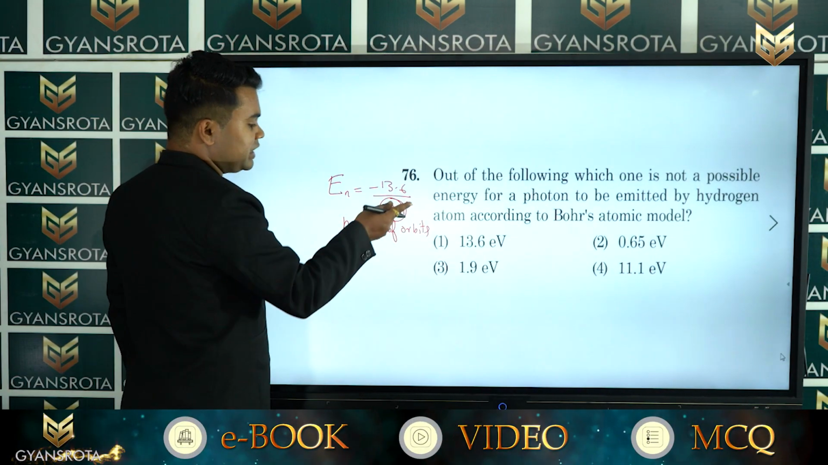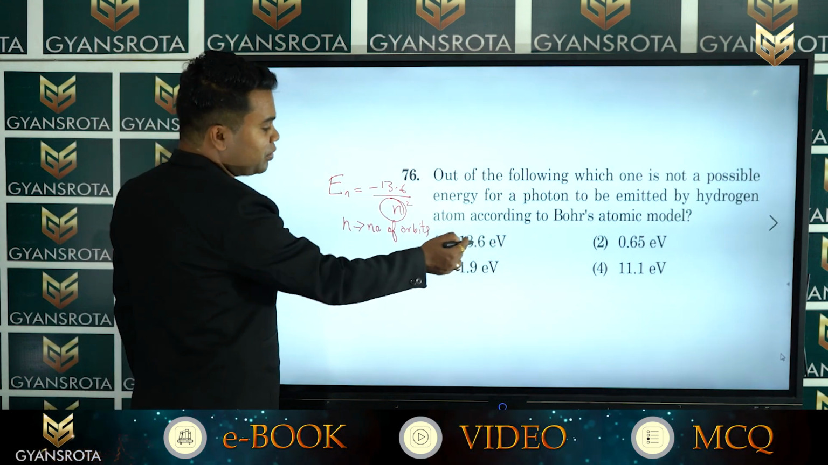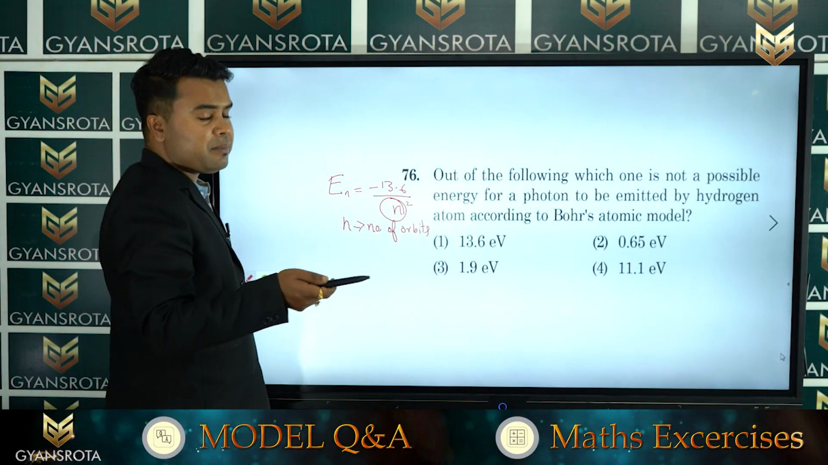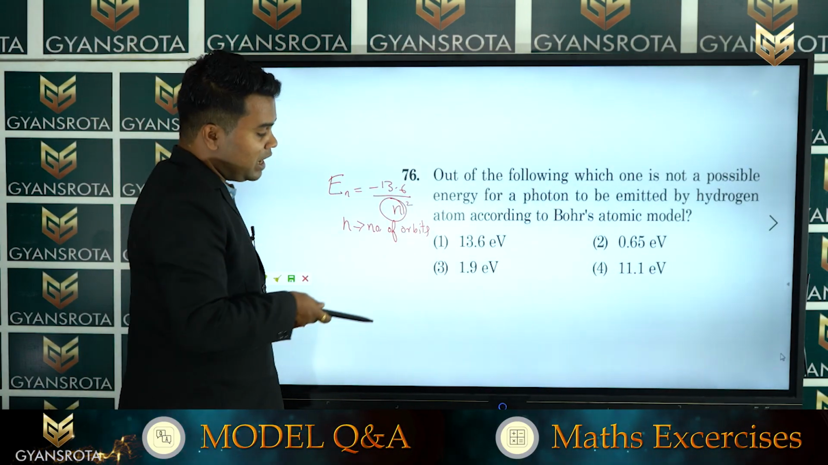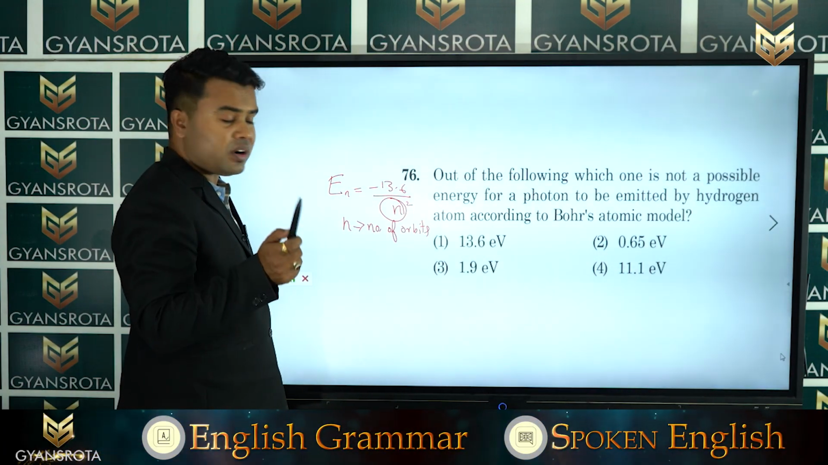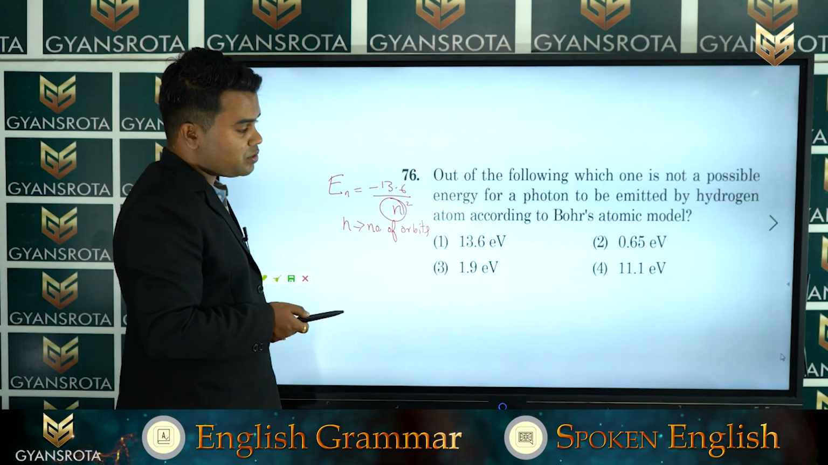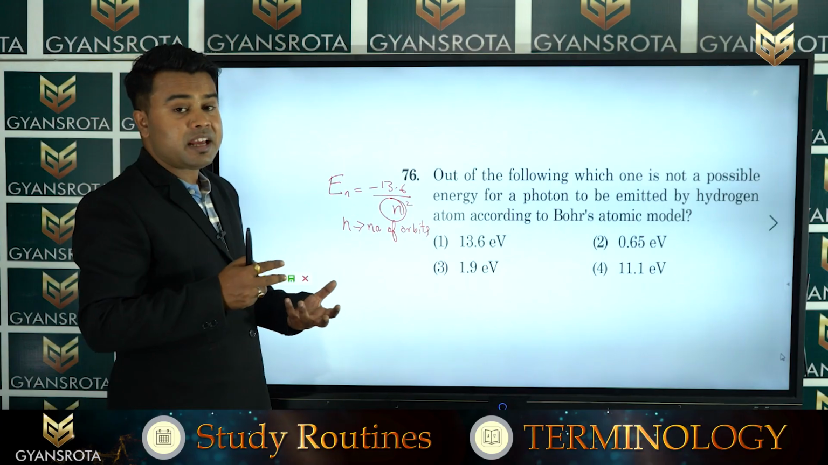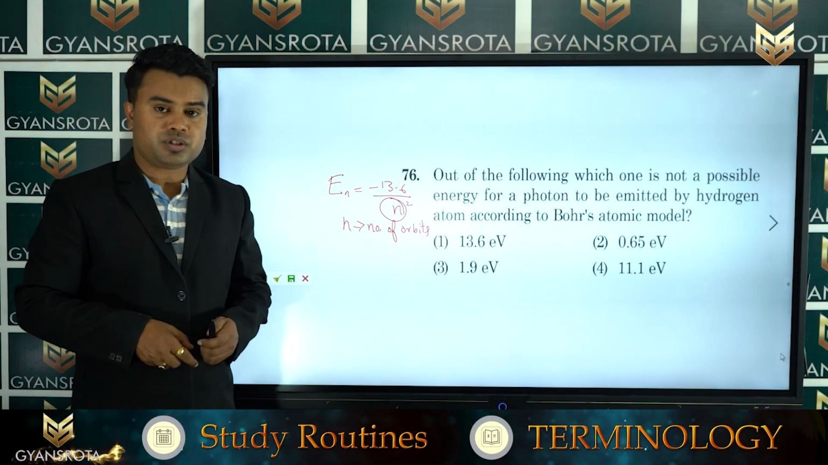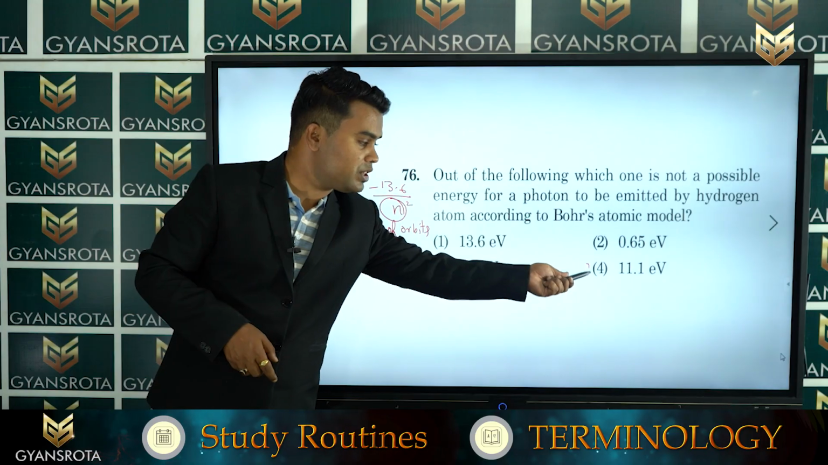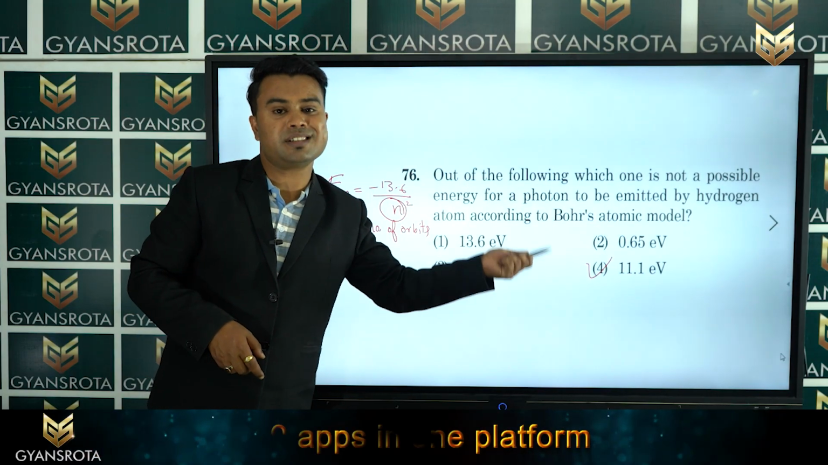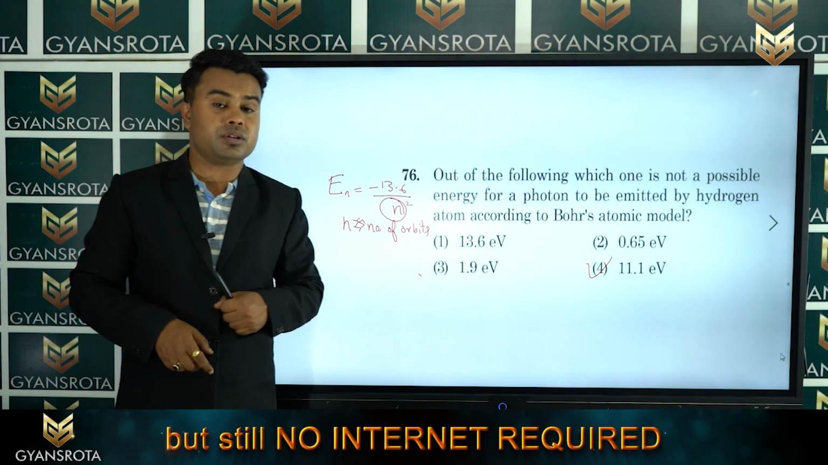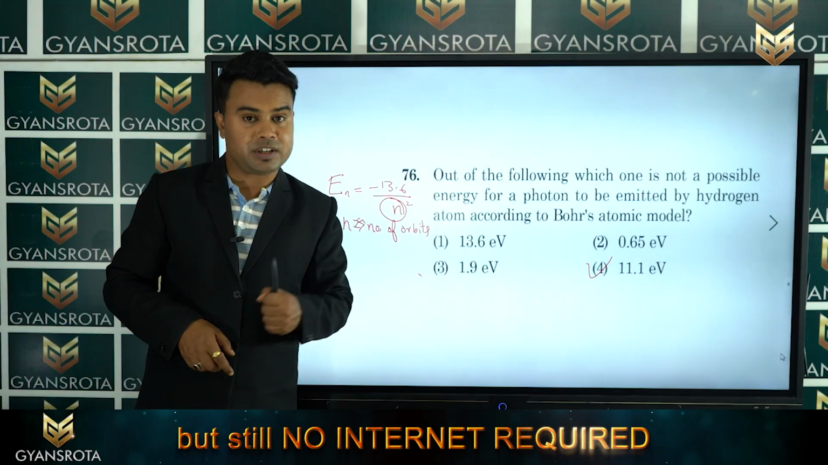if you keep putting the values of n as 1, 2, then 13.6 electron volt is possible. 0.65 exactly is not coming out, but 0.85 is possible. 1.9 electron volt is not exact, but 1.51 electron volt is possible, and 11.1 electron volt is a huge difference. This is a very uncommon one. So this will be the correct option, which is the wrong answer. It is not possible for a photon to be emitted with energy of 11.1 electron volt.